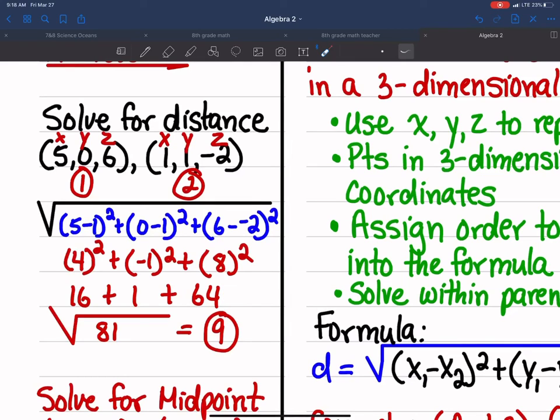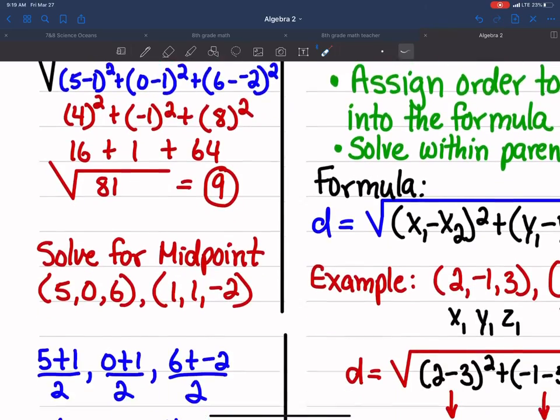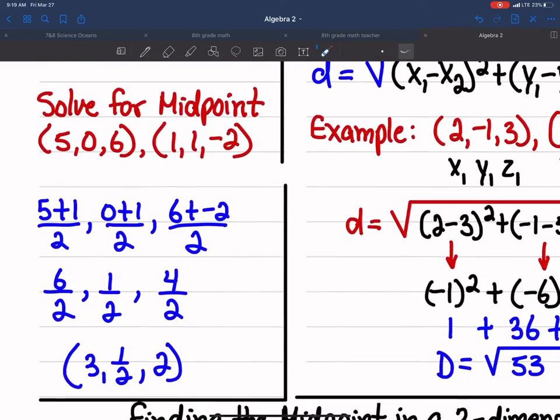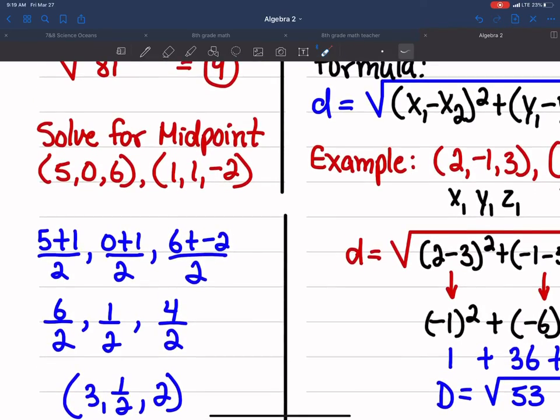Good job. Now I'm going to add them. 16, 17, and 64 gives me 81. And so the square root of 81 is my distance for these two points. And the square root of 81 is 9. Good job. Okay, great. And then we have here an example for the midpoint formula.